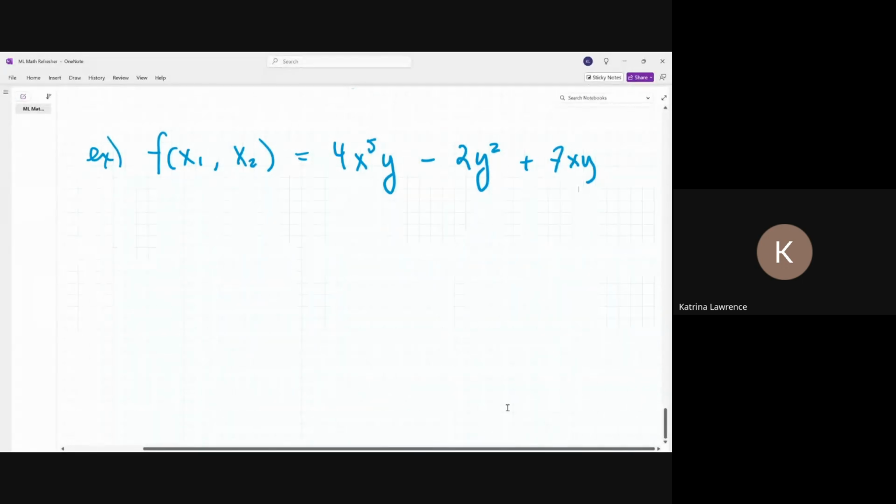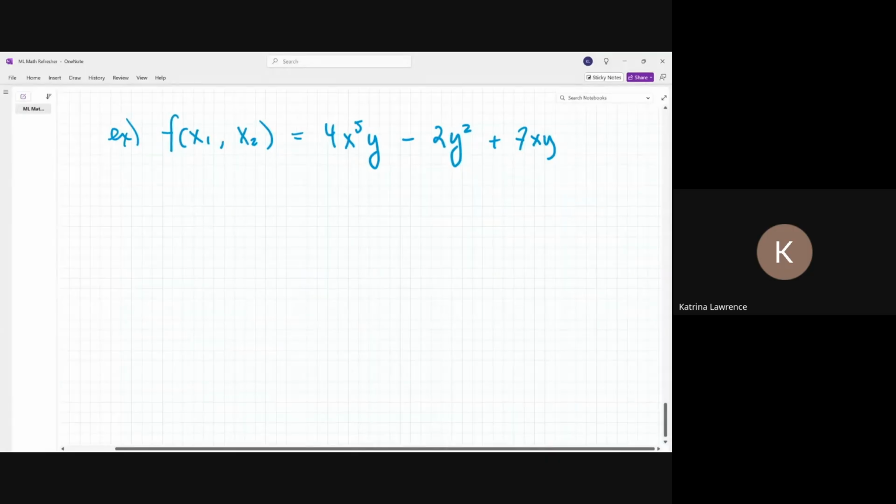Okay, so here we're looking to find the gradient of this multivariable function. Here we're using x1, x2 notation, and we want to find the gradient of this.